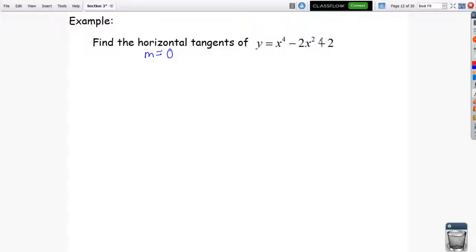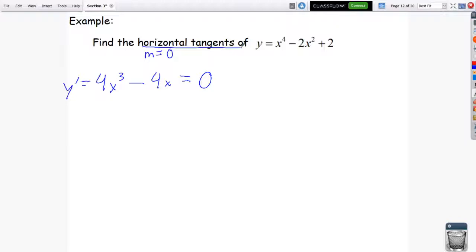So looking at this, I've got y equals x to the fourth minus 2x squared plus 2. That means my y prime is going to be equal to derivative of x to the fourth, 4x cubed minus 2 times 2, 4x, period. 2 differentiates out, the 2 minus 1 becomes 1. All right? Set equal to 0. Again, we set it equal to 0 because it says what are the horizontal tangents. Horizontal tangent means slope equals 0.